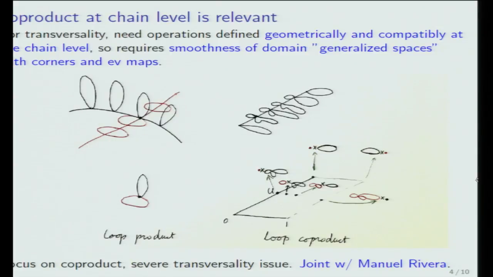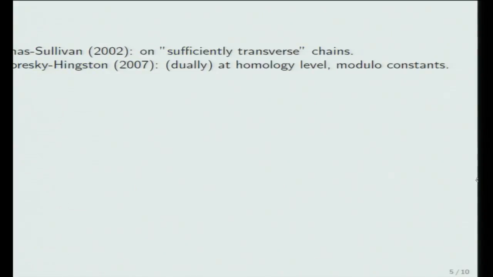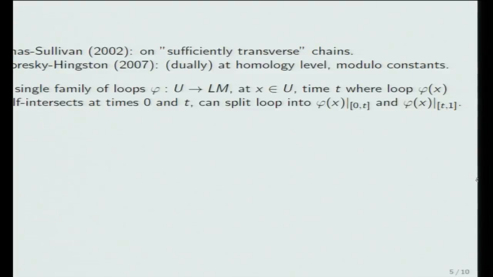Right. So we now focus on the coproduct because it has the most severe transversality issue. Also, the loop product is worked out by Ari. This is joint work with Manuel Rivera. Chas and Sullivan in 2002 introduced this coproduct on sufficiently transverse chains. Then Goresky and Hingston in 2007 defined it dually: they defined on the cohomology, modulo constant loops, a product structure, which is the analogue of this homology-level one.